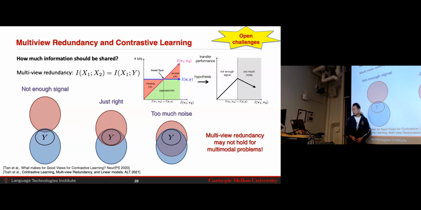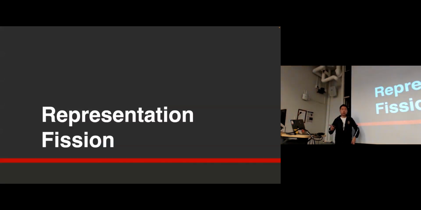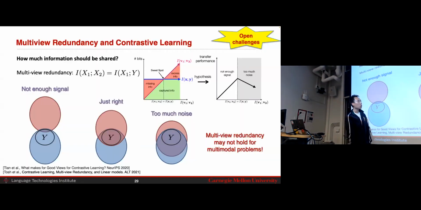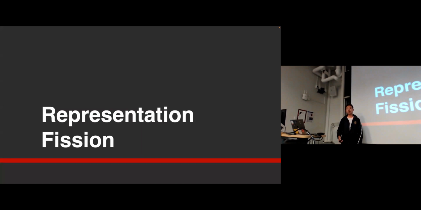All right, good questions. Very nice question. So that leads me to the next part, representation fission. A lot of questions on whether these may hold, but in general, fission is a way of reasoning about what if this assumption of shared information being necessary and sufficient doesn't hold.